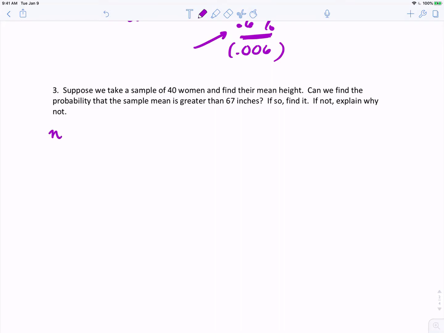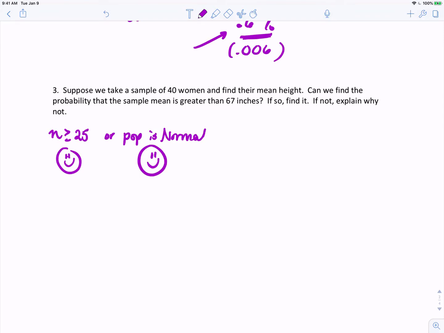Again, you have to either show that n is greater than 25 or the population is normal. In this case, both of these things are true. The sample size is greater than 25, and the population also happens to be normal. Again, not both of these have to be true, but you have to have at least one of them true in order to proceed. If neither of them was true, you had to stop. All right, so what does that mean?